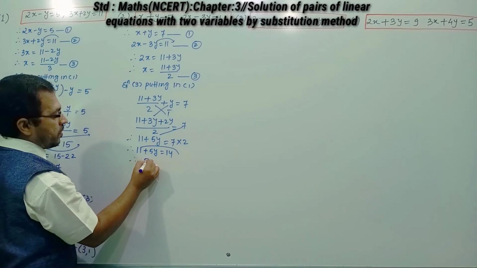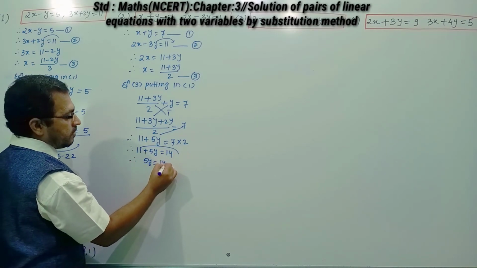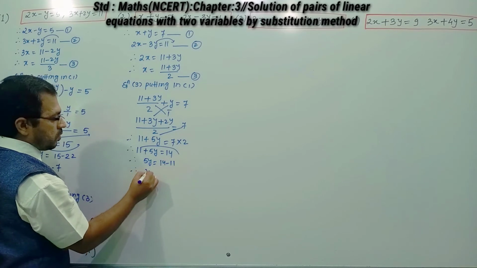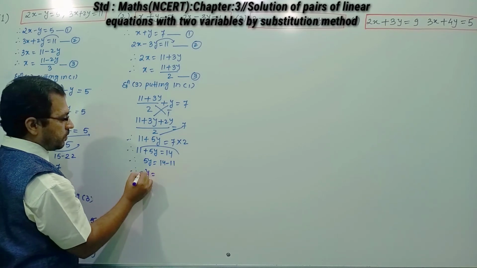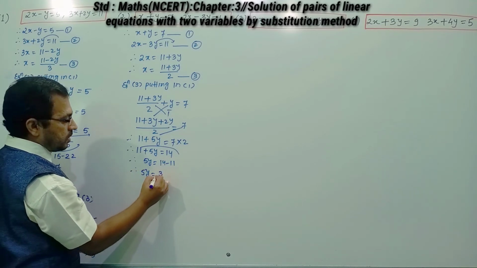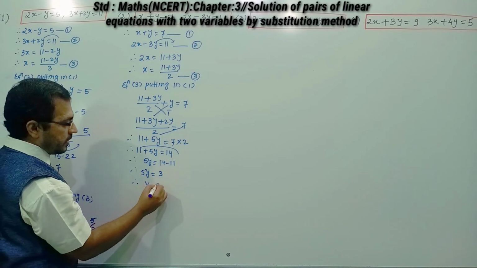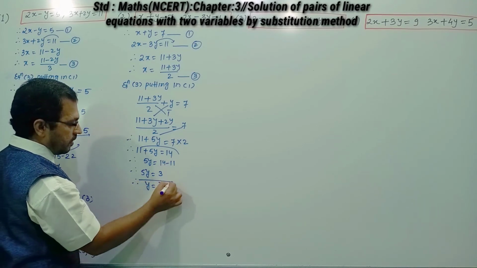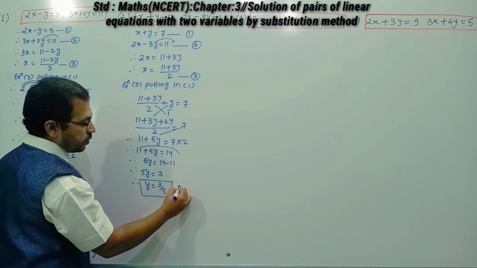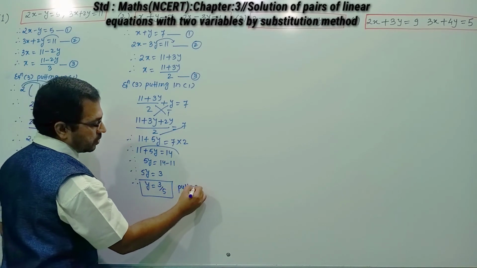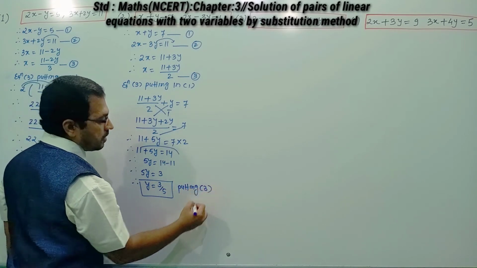So 5y is equal to 14 minus 11. So 5y is equal to 3. So the value of y is equal to 3 by 5. Now this value you will have to put in equation number 3.